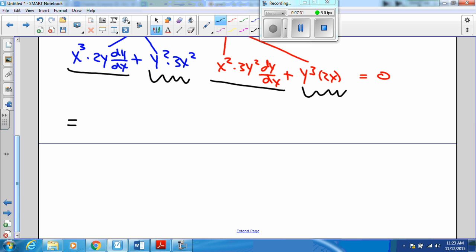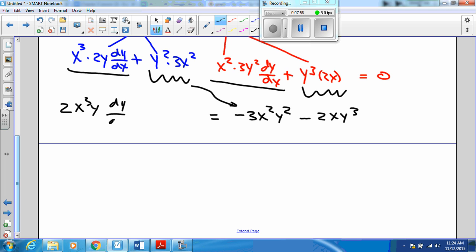And we're going to take the terms that are not multiplied by dy dx and bring them to one side by subtraction. So this term right here becomes negative 3x squared y squared. And this term right here becomes negative 2xy cubed on that side. And on this side, we have 2x cubed y dy dx plus 3x squared y squared dy dx.